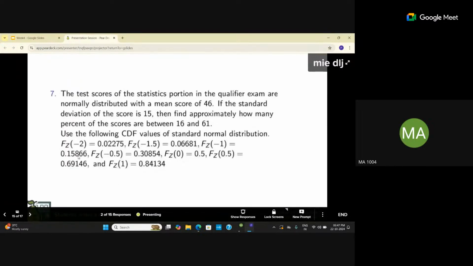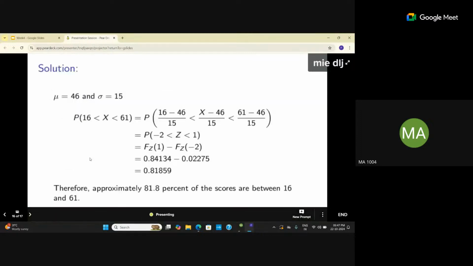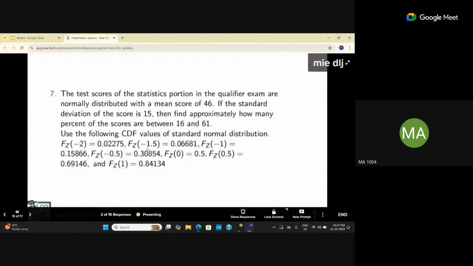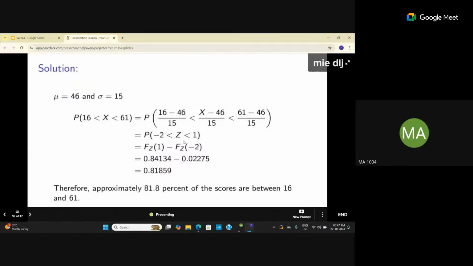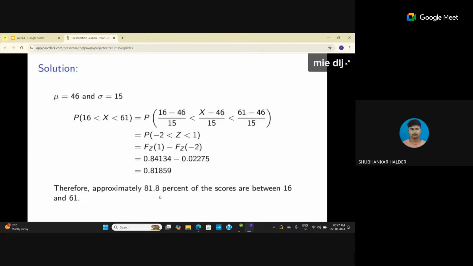F(-1) is 0.15866. No, ma'am, sorry, we have to find at 1. So at 1 it is 0.84134. And for -2 it is also given. Then it will be 0.818589. So from here you can see that 81.8% of the scores are between 16 and 61. Okay, so any doubt in this question?